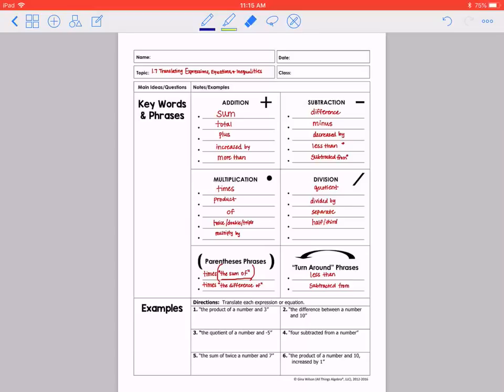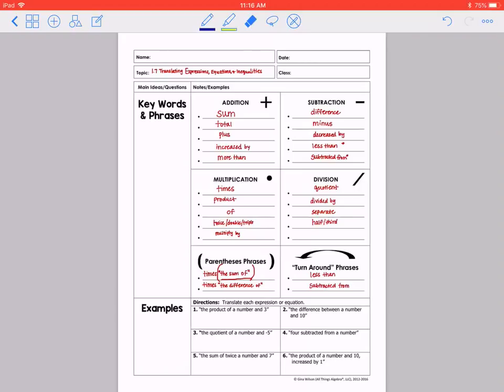Algebra 1. Today we're working on 1.7, which is translating expressions, equations, and inequalities. So, we're going to go through some different phrases that represent addition, subtraction, multiplication, and division, and then a few other things before we jump into examples. So, as you guys know, addition can be represented with the words sum, total, plus, increased by, and more than.